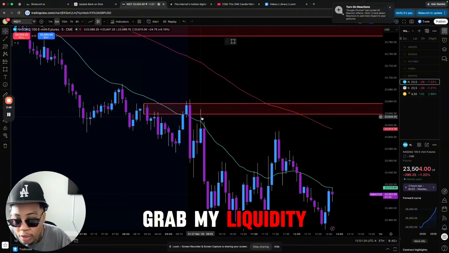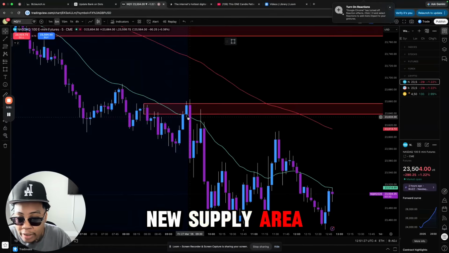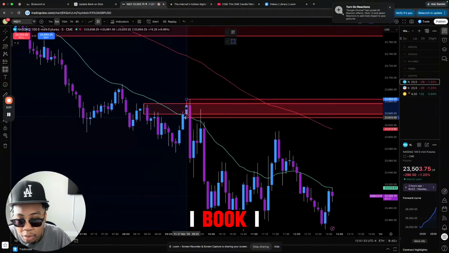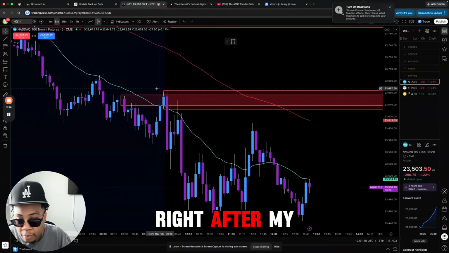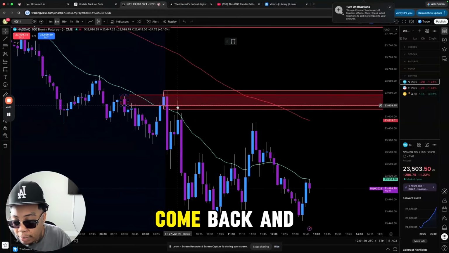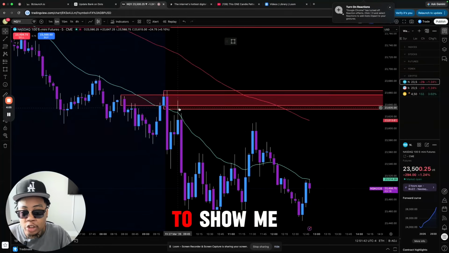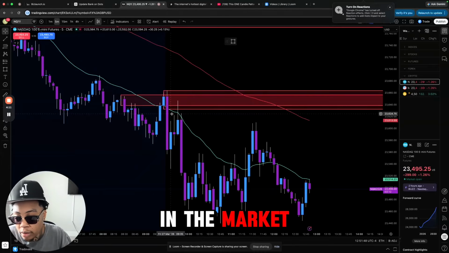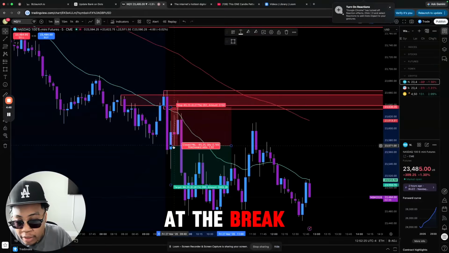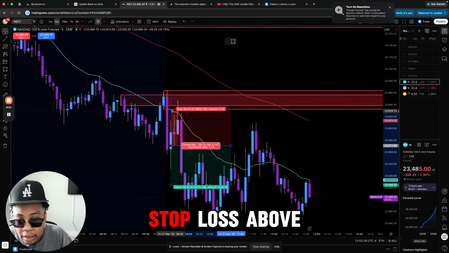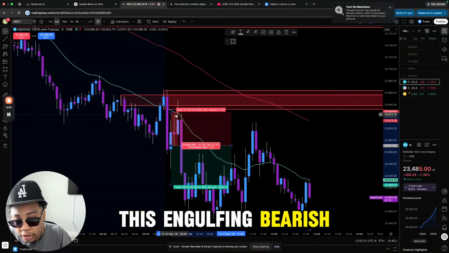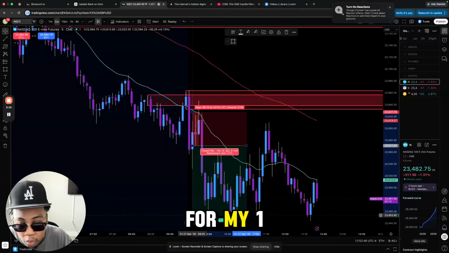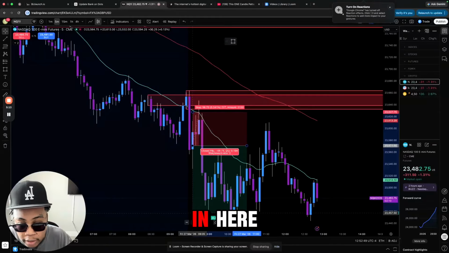After it grabbed my liquidity, this formed a new supply area that I was interested in getting in. I boxed this up, right? After my liquidity grab, I literally waited for price to come back and tap into this area to show me some rejection off of this area. Once I got that rejection, that was my cue that the sellers are still in the market. I got in at the break of this wick candle, right? I put my stop loss above this engulfing bearish candle, so my stop loss is right around here. I simply went for my 1 to 2, which was right in here.